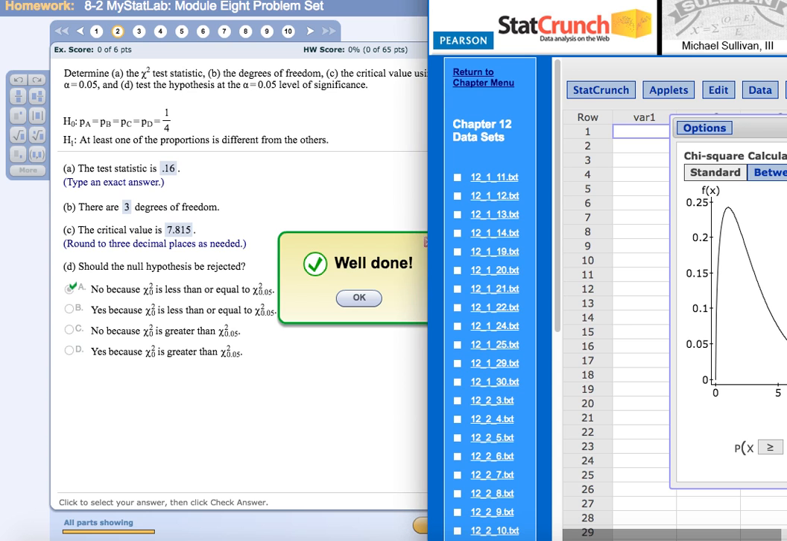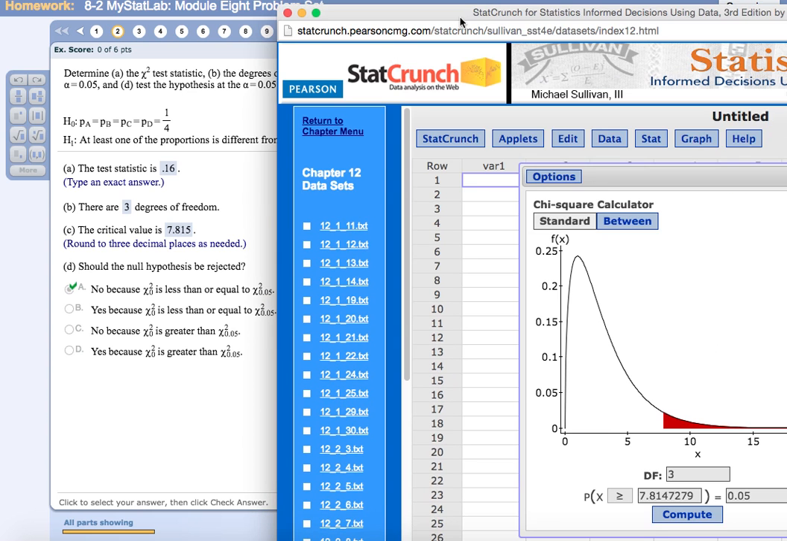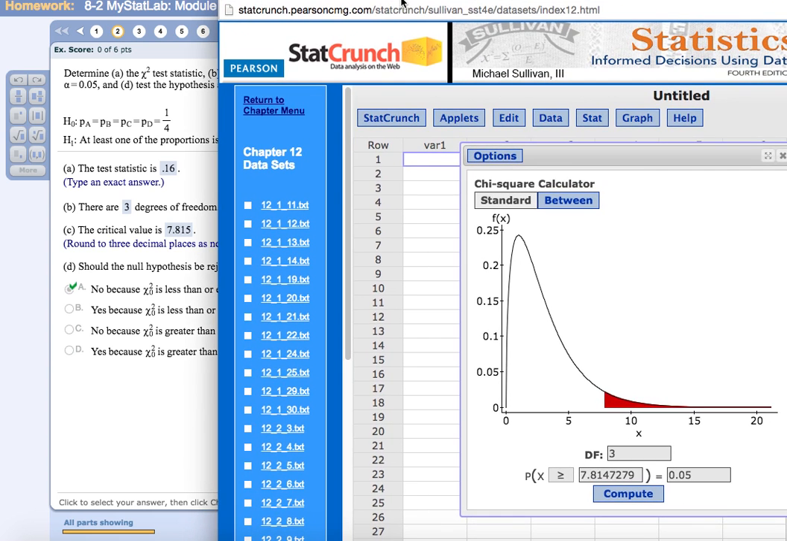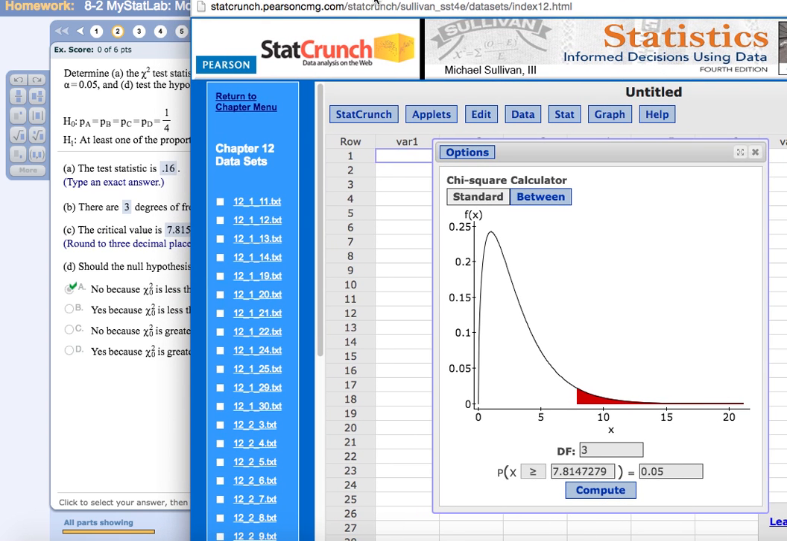Good. And just to go into this a little bit more, so 0.16 would be way down here, and 7.815 is way up here. And so this is the critical area, the critical region, and so this is outside of the rejection or critical area.